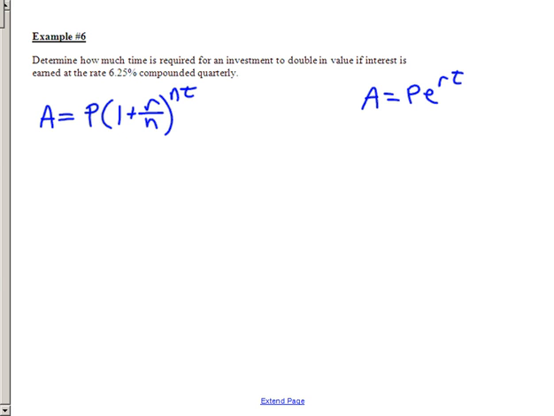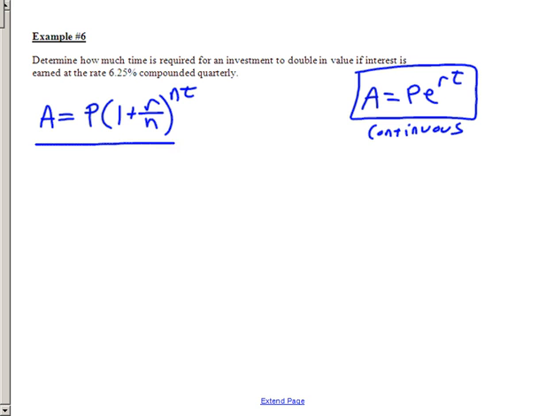For continuous growth, the amount at any given time is the principal times e raised to the rt. Both are in the homework. The book doesn't highlight it hardly at all. They just expect you to know it. This is continuous. This is any other compounding: quarterly, monthly, yearly, weekly. In this particular case, we don't know what the initial amount is. We don't care. It doesn't matter. It's P. But we want it to double. We want to know how long that's going to take if the interest rate is 6.25%.